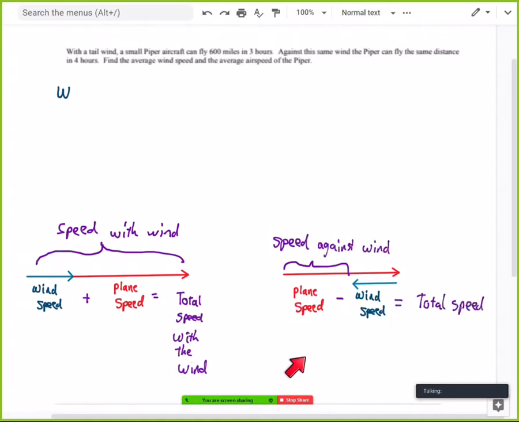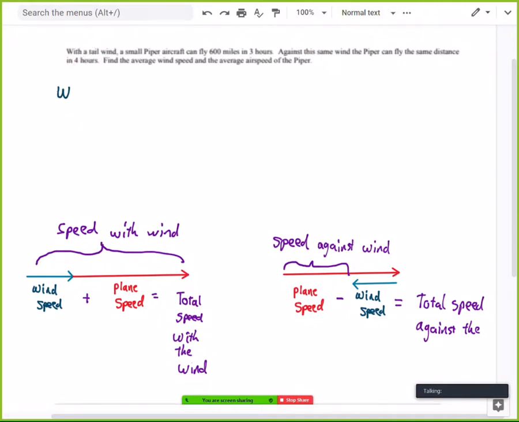So this structure is really, really helpful for us because basically we don't even need to know any of the details. We know that wind speed plus plane speed equals the speed with the wind, and we know plane speed minus the wind speed will be the speed against the wind. It's that simple. So notice over here though, now we got a problem, and it says with a tailwind, a small aircraft, a Piper, can fly 600 miles in 3 hours. And against the same wind, so assume the wind's going the same speed, the Piper can fly the same distance, but it takes 4 hours.